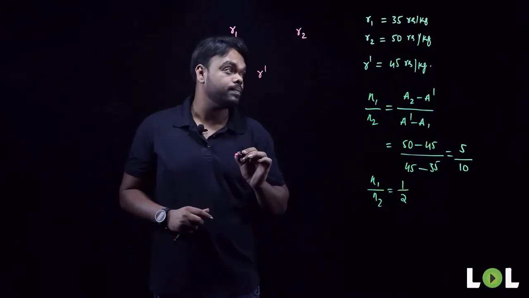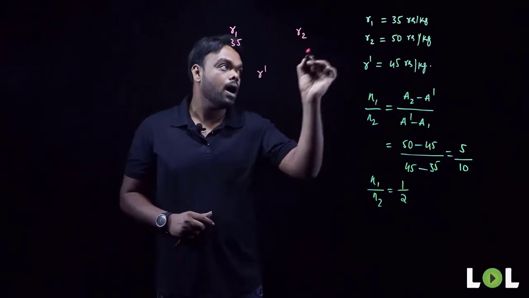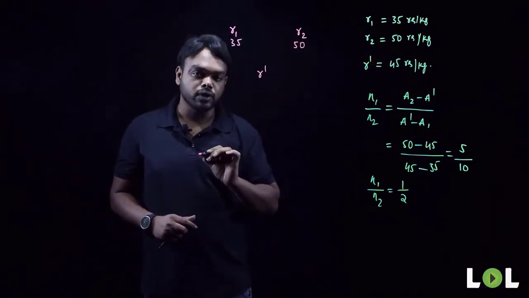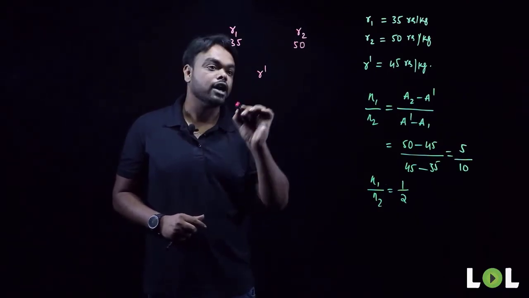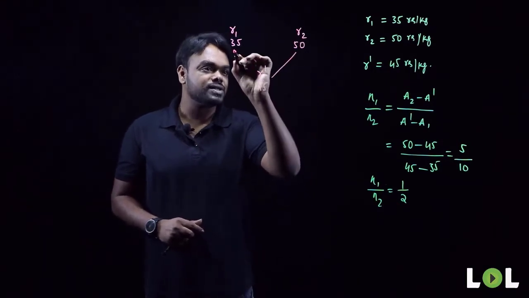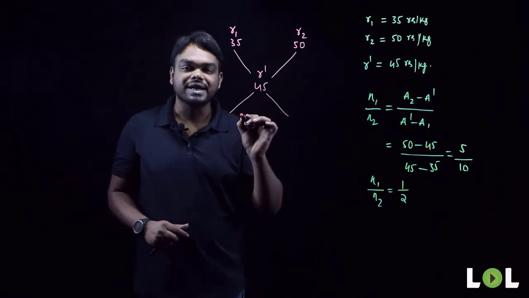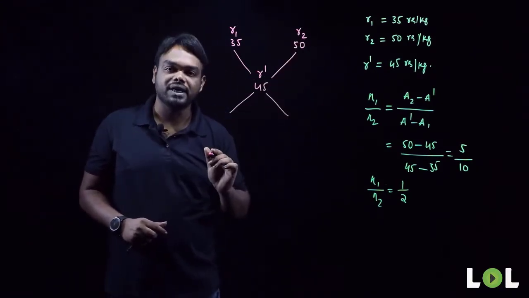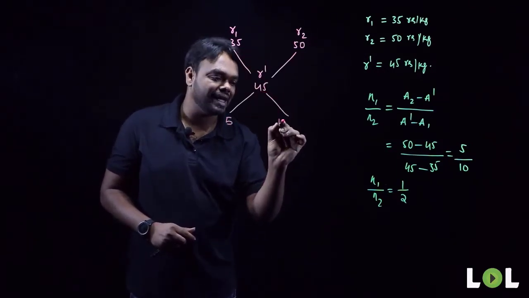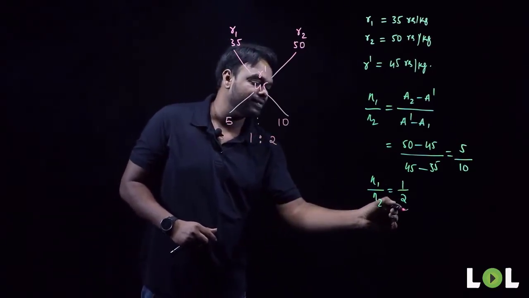Now, according to the question, R1 is given as 35 rupees per kg, R2 is given as 50 rupees per kg, and R dash is 45 rupees per kg. All you need to do is take the difference diagonally here. When you take the difference diagonally, what is the difference between 45 and 50? That is 5. And the difference between 35 and 45? 10. So, what is the ratio? 1:2. Absolutely the same answer.